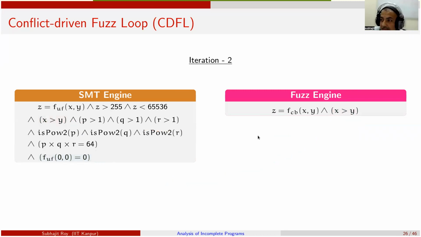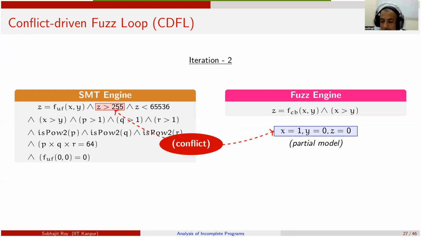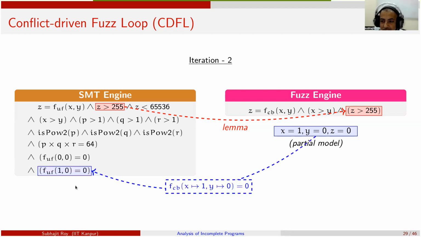Then in the next iteration, we again try to refine the model, and we get a different partial model. In this case, x equals 1 and say y equals 0, because it now knows that x must be greater than y. And this is propagated back to the SMT engine. Now the SMT engine again gets a conflict, and it figures out that z has to be greater than 255. So again, we know that z greater than 255 was perhaps important for the CB engine, and that is pulled into the CB engine. At the same time, we learn a new lemma for the SMT engine, saying that with f of 1, 0, you must get a 0.